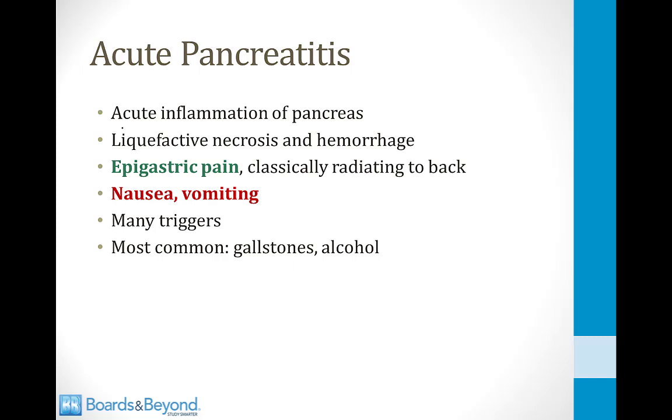Acute pancreatitis is acute inflammation of the pancreas. This leads to liquefactive necrosis and hemorrhage of the pancreatic tissue. The classic symptoms are epigastric pain that classically radiates to the back, and also nausea and vomiting.